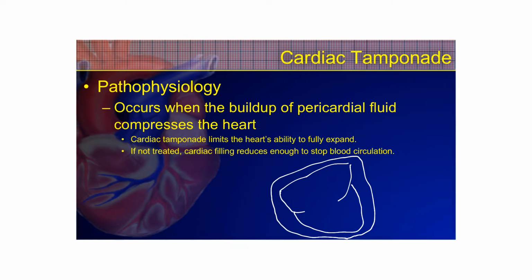When that fluid builds up and pushes down on the heart, the heart isn't going to be able to fill as well or work as well. So one of the classic findings is JVD, due to that backup because the heart's not able to fill. The jugular veins are one of the places that will engorge from not being able to empty their contents into the right side of the heart.